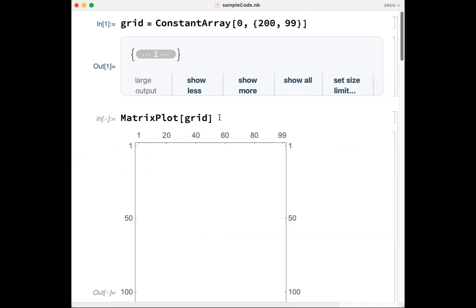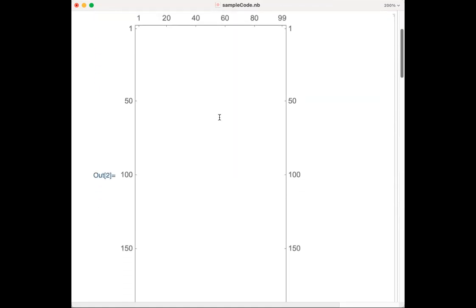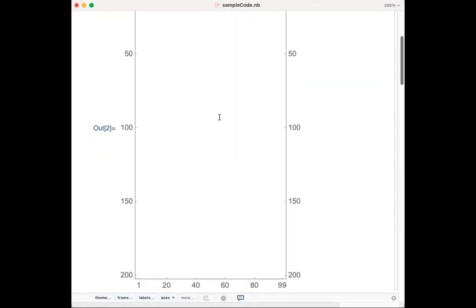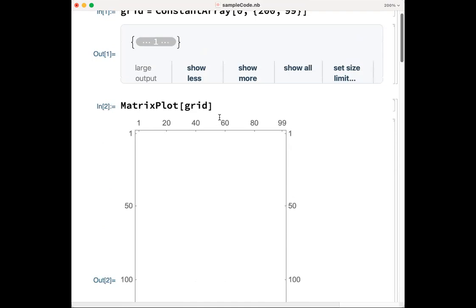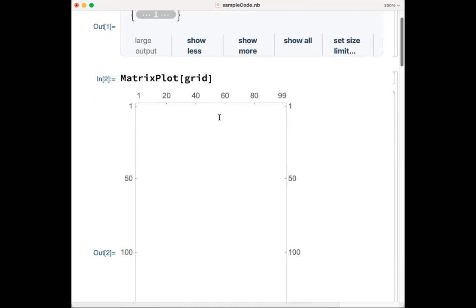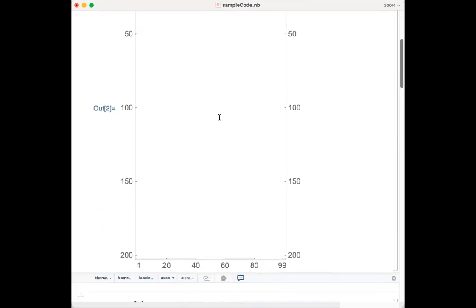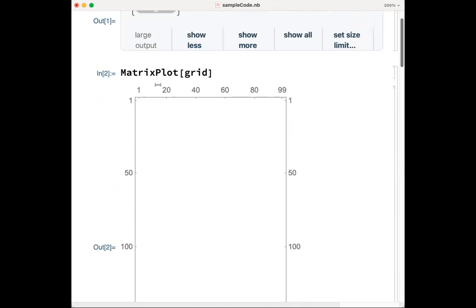But the nice thing about Mathematica is that it lets you visualize things right away. The same thing goes for MATLAB, or if you're using other things similar to them. And if I tell it to plot the grid, I see a blank canvas right here. So you see that it actually doesn't go from 0 to 200. It goes from 1 to 200. And then it goes from 1 to 99 because I just want that portion to be plotted.